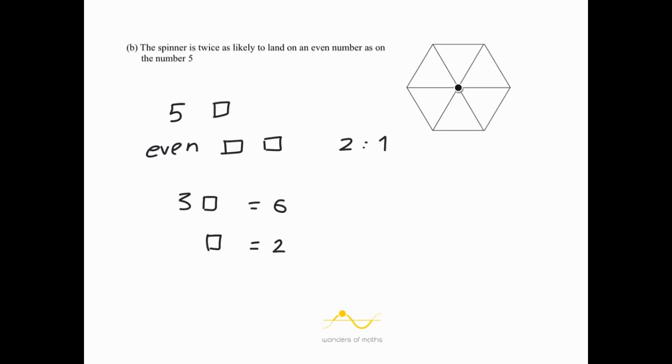Therefore, the 5, which we have already allocated 1 block to, occupies 2 of the spaces on the spinner, and the other 4 spaces can be occupied by any combination of 2, 4, and 6. The order of this does not matter. You can include all of the numbers or just one. The probability stated in the question will not change.